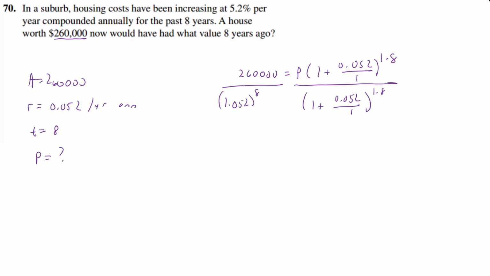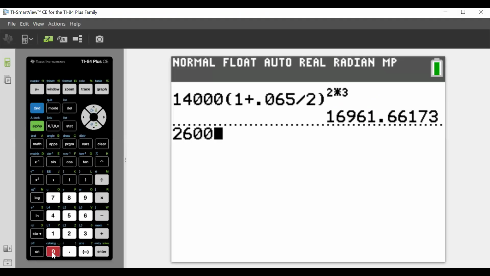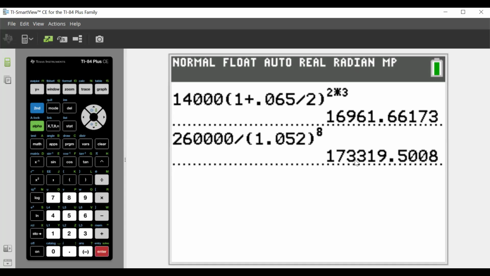So now P then is going to be equal to, now we just take 260,000 divided by the 1.052 raised to the power 8. And so $173,319.50. And if we got a number that was bigger, we know we've done something wrong.